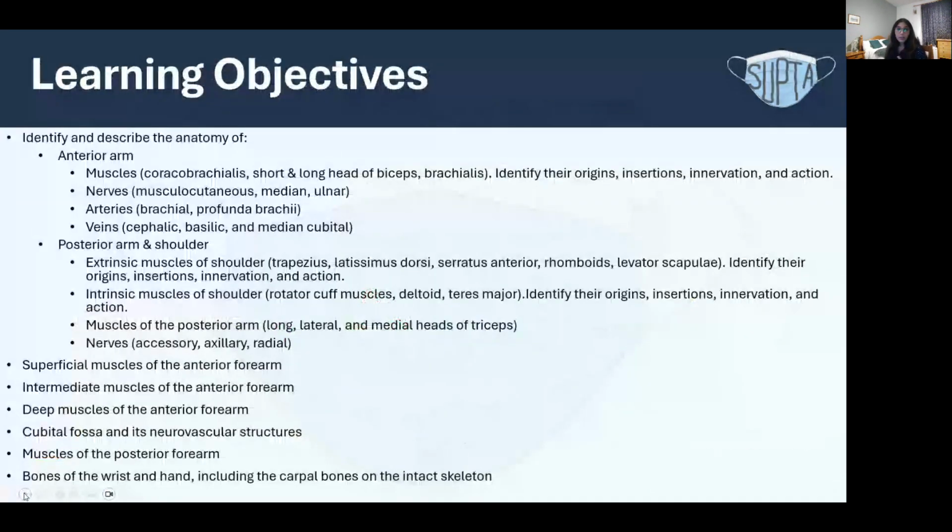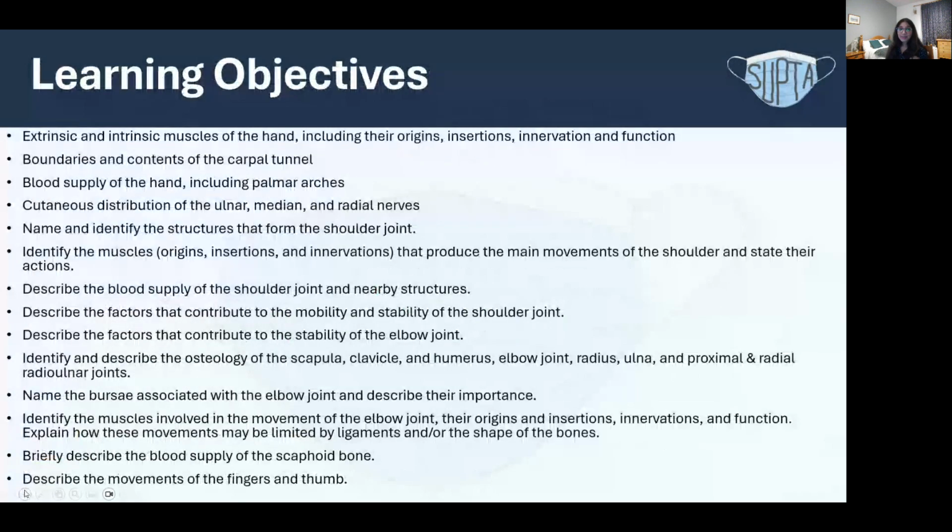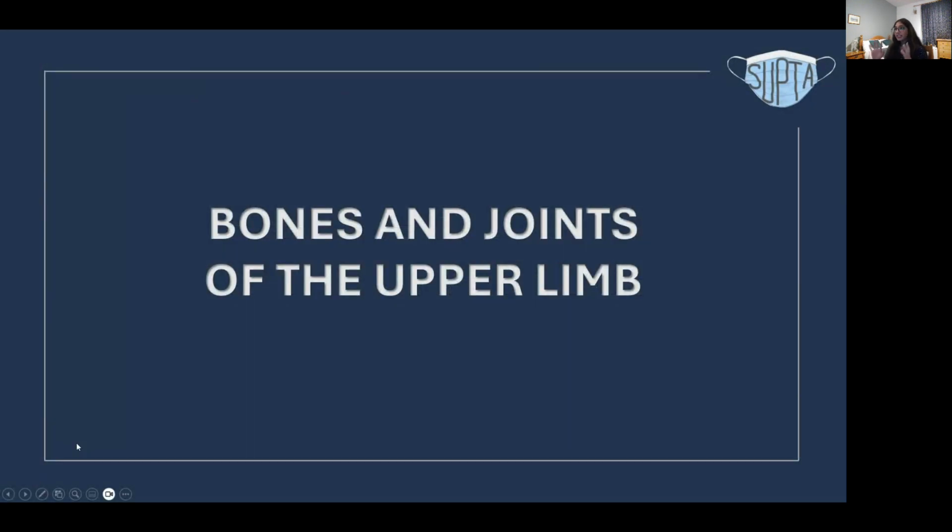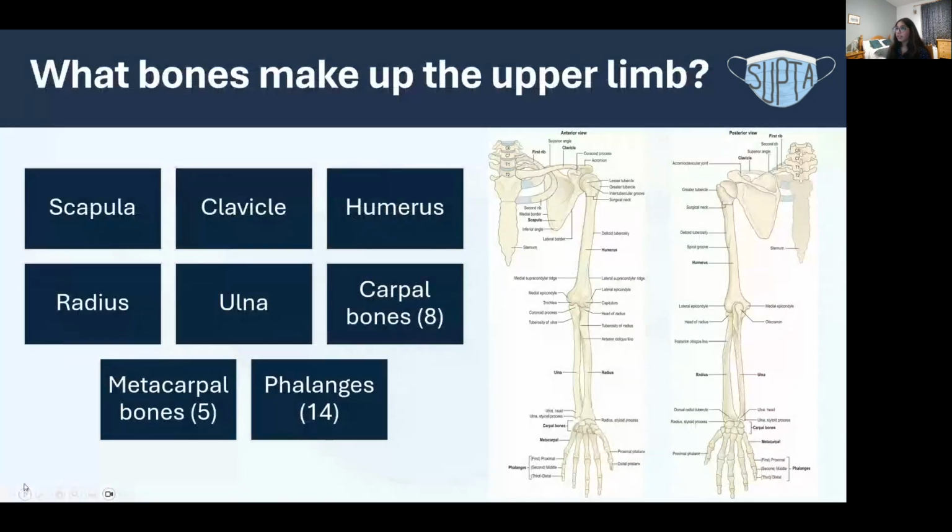So these are our learning objectives for today. As you can see, there's a lot of objectives, but what I've done for today's session is that I've basically divided this entire session into bits: bones, muscles, neurovasculature, and some extra bits like anatomical spaces, okay? So let's start off with the bones and joints of the upper limb.